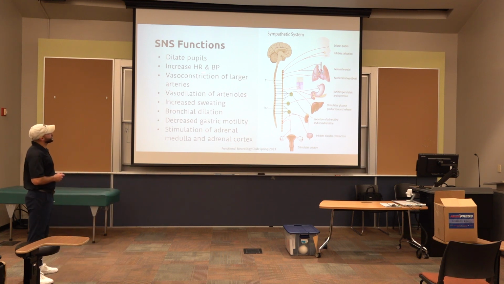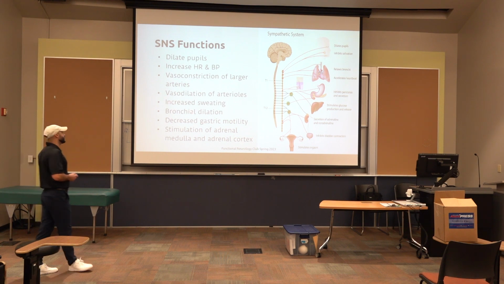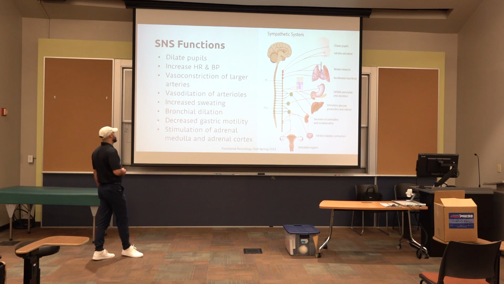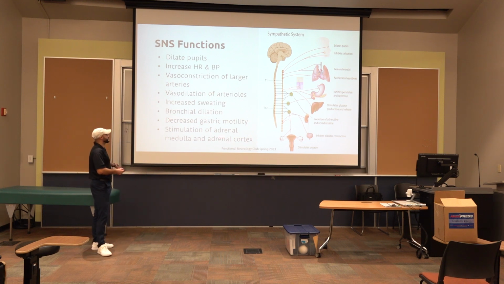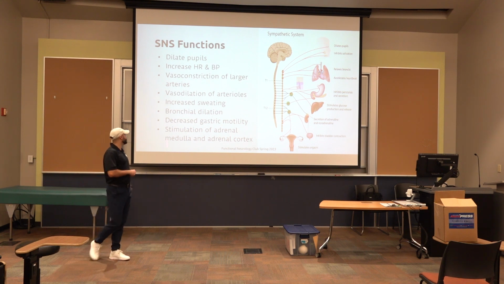All right, ready? Sympathetic nervous system. Dilates pupils, increased heart rate and blood pressure. Vasoconstriction of larger arteries, vasodilation of arterioles. Increased sweating, bronchodilation, increased gastric motility. We kind of just went over all of these. Stimulation of the adrenal medulla and adrenal cortex, not to be mistaken with the medulla oblongata.